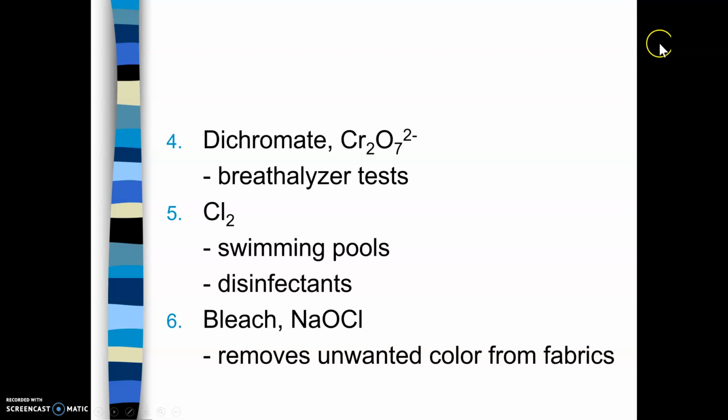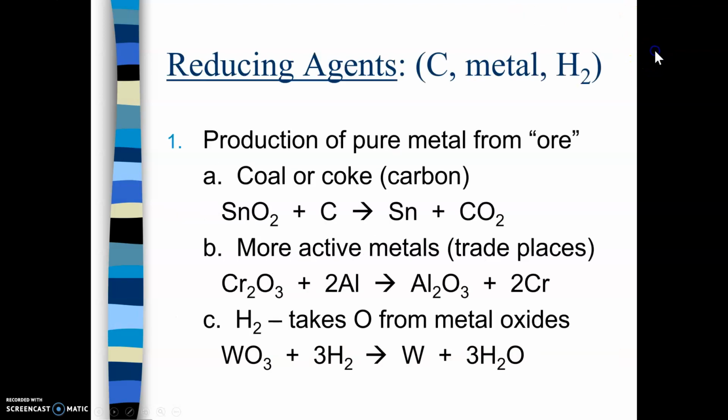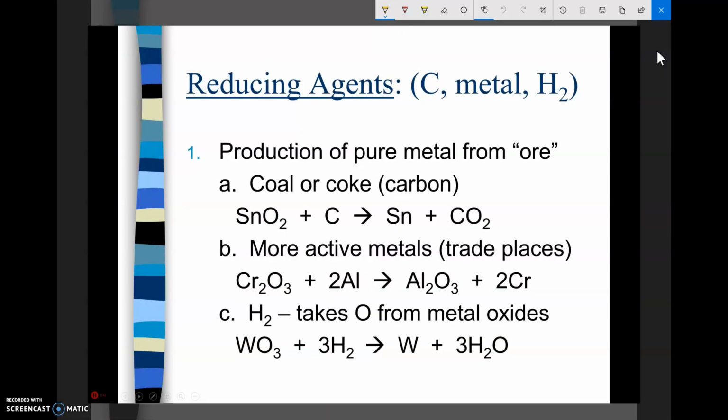So on questions on your review worksheet, if it says, what's a common oxidizing agent or what's a common reducing agent, and it doesn't give you anything, it just gives you a list, that's where this is coming from. This is coming from one of the ones you're going to memorize. Okay, common reducing agents. These are going to be carbon, metal, and hydrogen. And down below, these just show them in a reaction. But you just need to remember to memorize carbon, metal, and hydrogen.